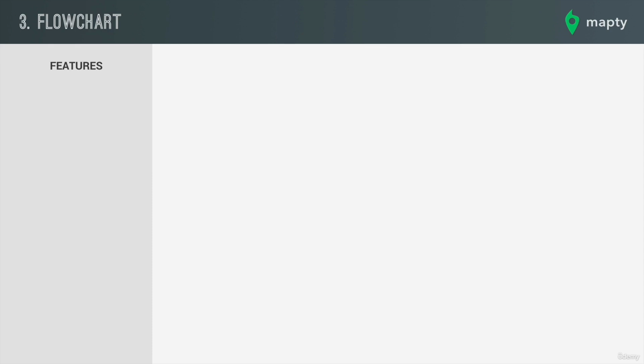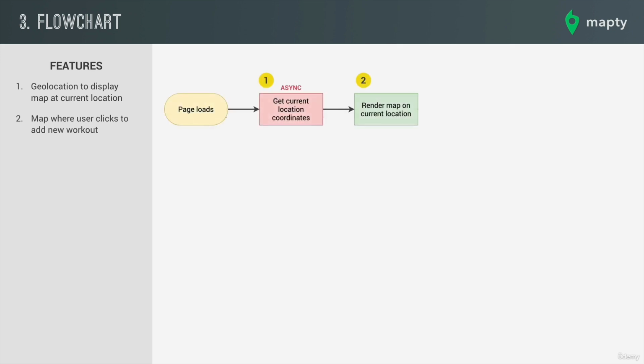So let's now see the first couple of features that we need to implement, and that is geolocation to display the map at the user's location, and then to also display a map where the user can click to add new workouts. And this is how we could put them on the flowchart. But let's actually think together about why we put them like this on the flowchart. So whenever we start to build a flowchart like this, it's a good idea to start with events. And so here in this case, I'm starting with the event of the page loading, basically.